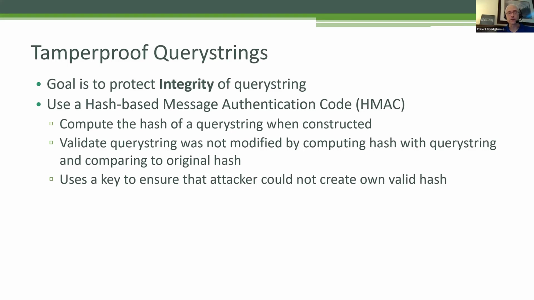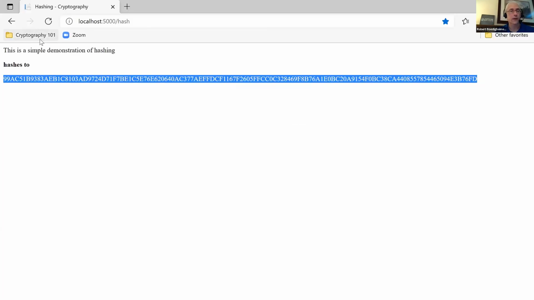So the idea is, when we construct a query string on the server, in my case, I'm going to append a hash of that query string and send it to the client. Then when the client clicks the link and comes back to the server, I'm going to recompute the hash of the sent query string and compare it to what it was when I first sent it. If those two don't match, I know the client has tampered with the query string. So let's look at what that would look like.